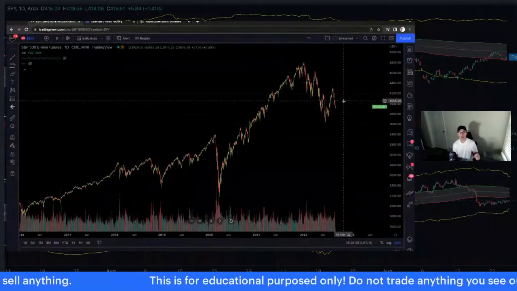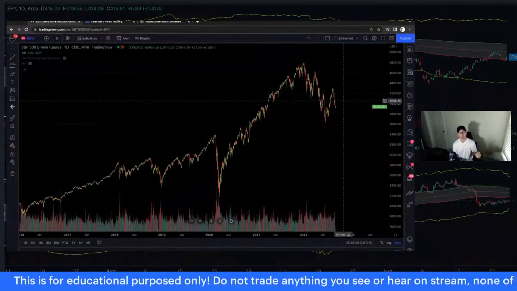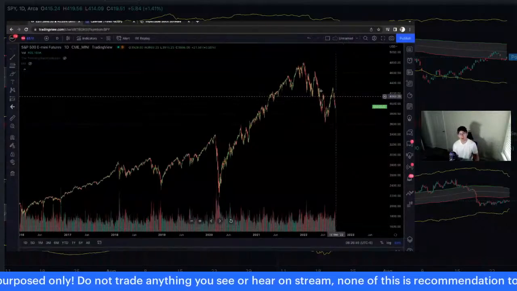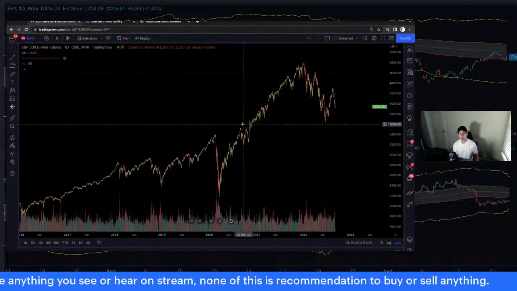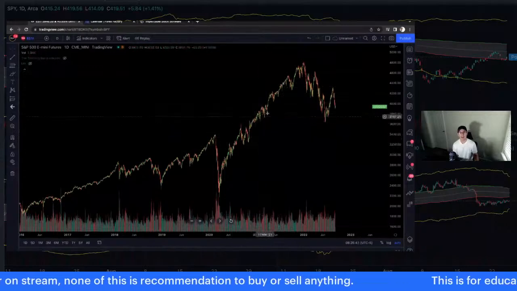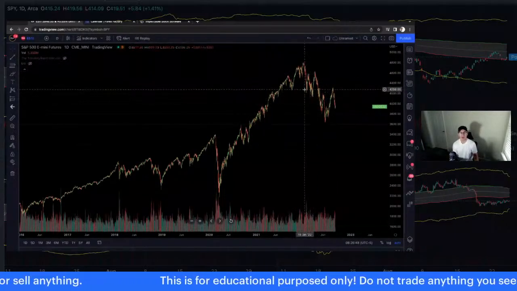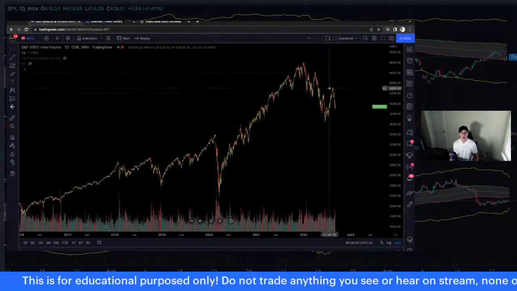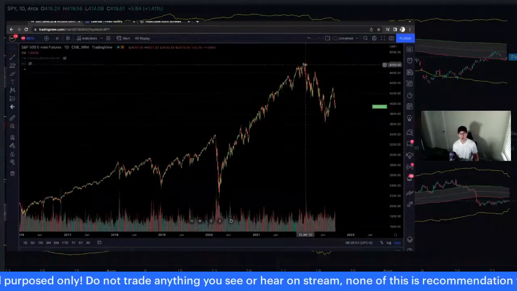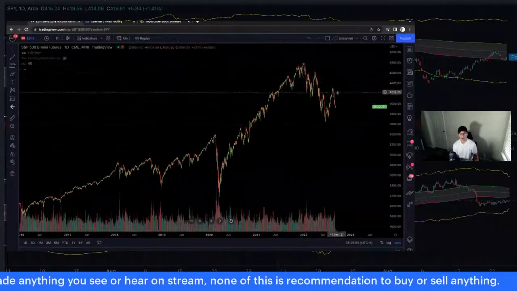We know this because trends are identified by their highs and lows. If you're in an uptrend, the highs are getting higher and the lows are getting higher as well. If you're in a downtrend, it's the reverse. Your highs are getting lower, and your lows are also getting lower. So right now we are in a downtrend. Our lows are getting lower and our highs are getting lower.